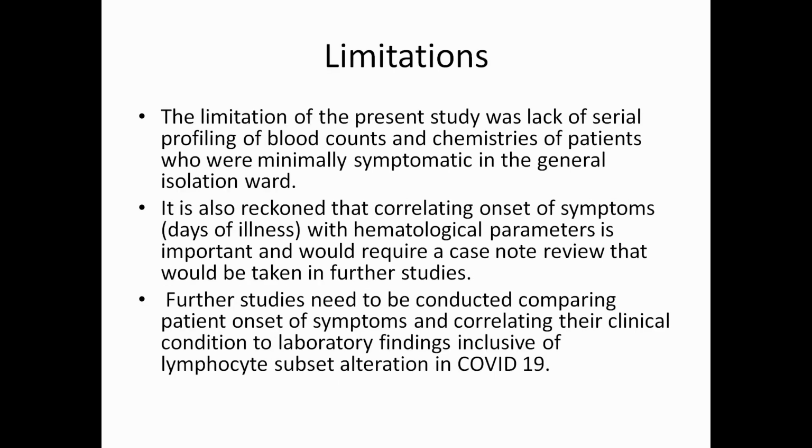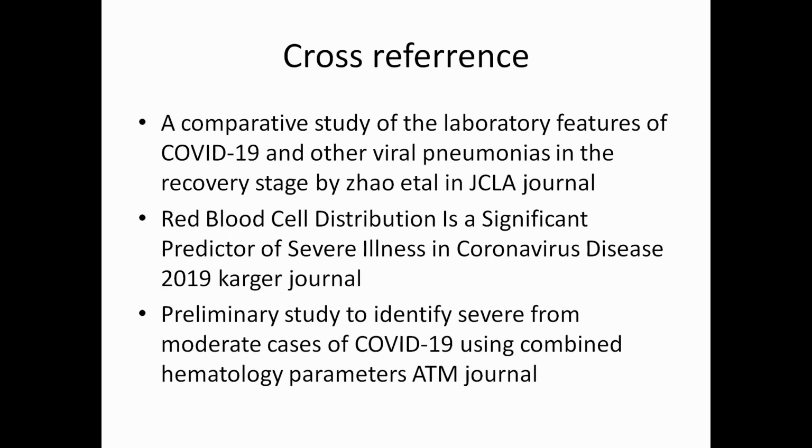A limitation of the present study was the lack of serial profiling of blood counts and chemistries of patients who are minimally symptomatic in general isolation. Usually, we don't do further investigations in asymptomatic patients other than at the time of admission. It is also reckoned that correlating onset of symptoms, the day of illness, with hematological parameters is important and would require a case note review, to be taken up in further studies. Further studies need to be conducted comparing patients' onset of symptoms correlated with clinical condition and laboratory findings, including lymphocyte subset alteration in COVID-19.